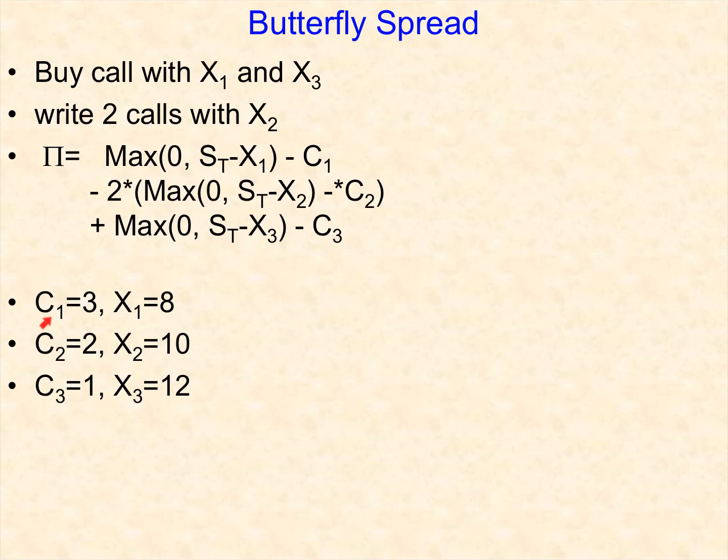Here are the assumed option prices, or strike prices and premiums. The first call has a premium of 3 and a strike of 8. The second has a premium of 2 and a strike of 10. The third option has a premium of 1 and an exercise or strike of 12.